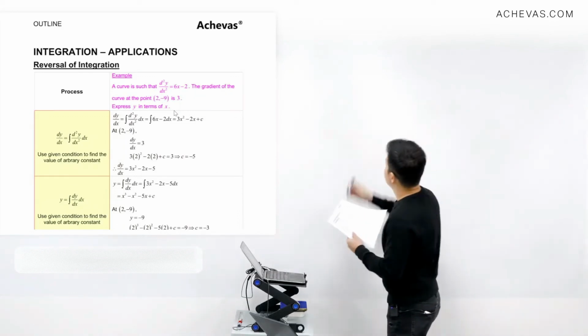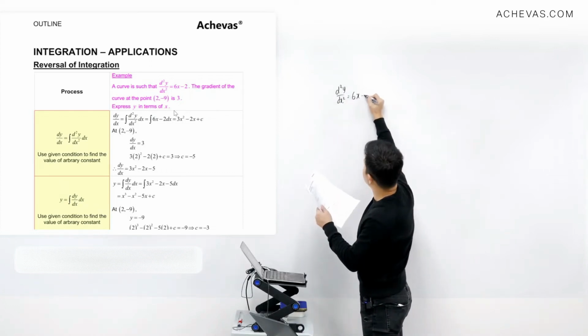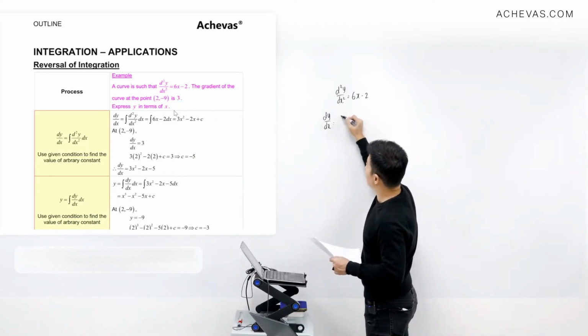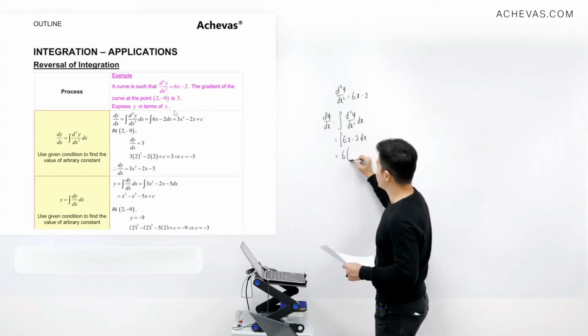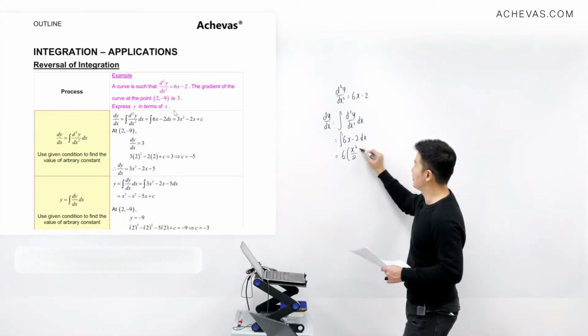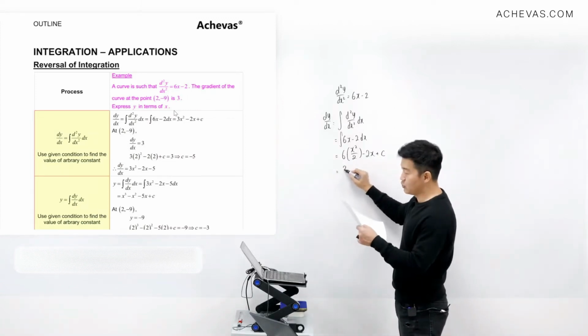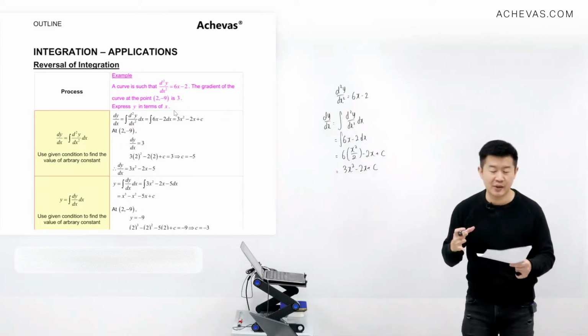So let's try this. We have d squared y dx squared given to us as 6x minus 2. We're going to reverse the process to get dy dx by integrating d squared y dx squared, so we will be integrating 6x minus 2. Integrating 6x, it is going to be 6 times x squared divided by 2, minus integrating 2, it is going to be 2x. Then let's not forget the arbitrary constant plus c. So this is equal to 3x squared minus 2x plus c.